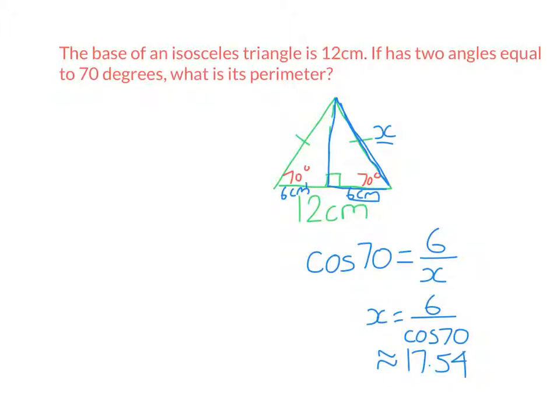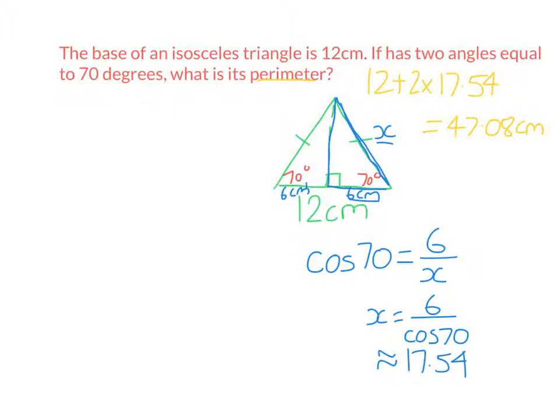So that is the length of the hypotenuse of that right-angled triangle, but that's not the answer to the question. The question was, what is the perimeter? So the perimeter is going to be the base plus 2 lots of those equal sides of 17.54, which gives us 47.08 centimeters, okay?